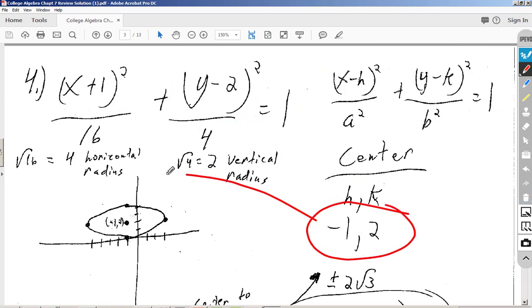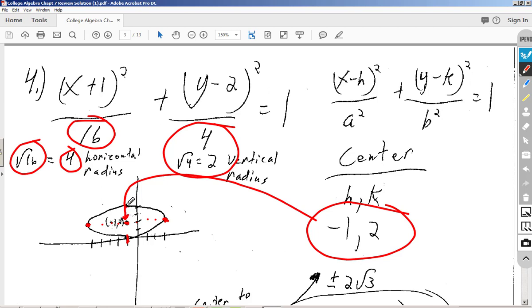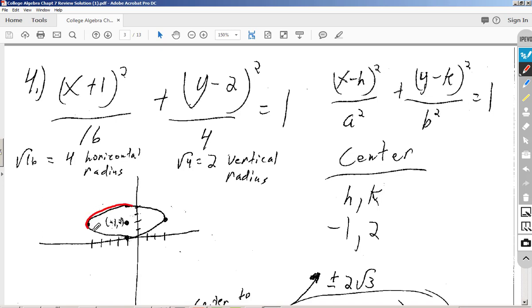To graph this, I go to the point (-1, 2) and put my dot there. So here's a negative 1, positive 2. Now I look at this first equation right here. The square root of 16 gives me 4. So I'm going to keep it in line and move over 1, 2, 3, and 4, and move to the right 1, 2, 3, and 4. There's the location of my two major vertices. Now if I take the square root of 4, I get 2. So keeping this in line, I move up 2 and down 2. Now I can draw in my ellipse, and that's what it looked like.